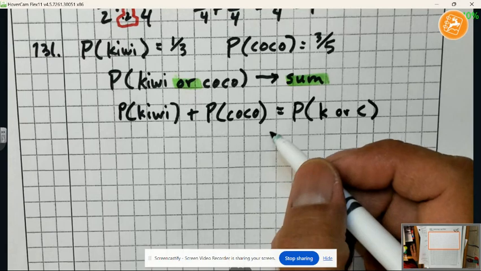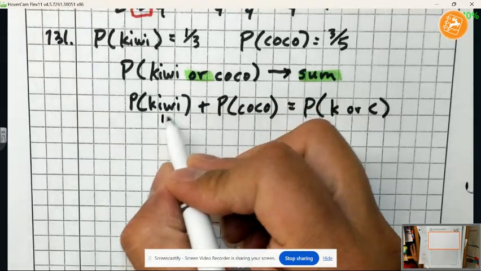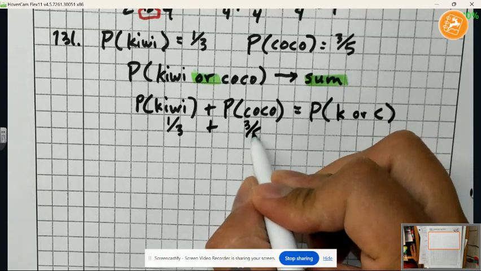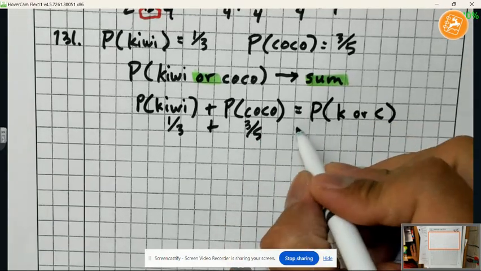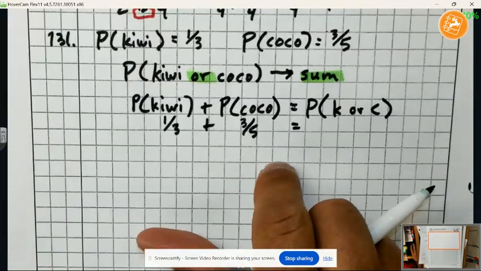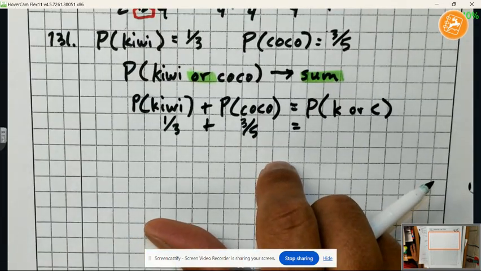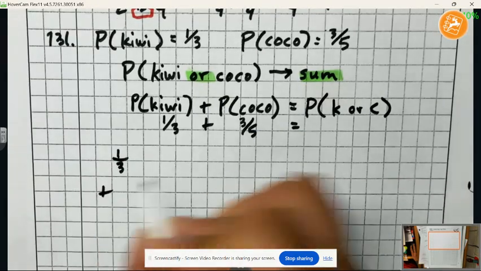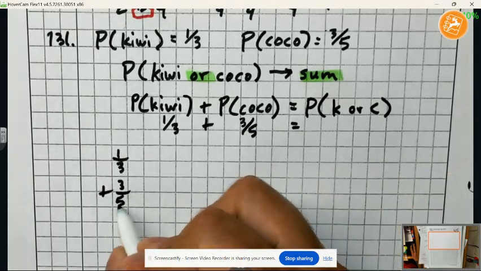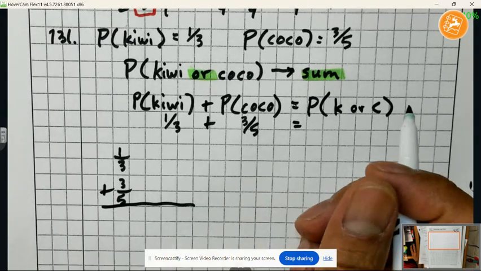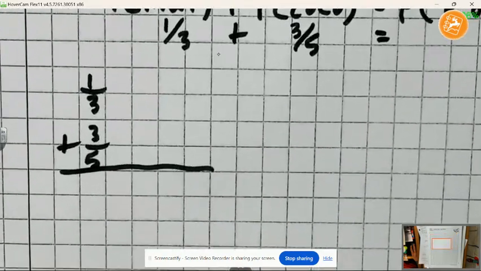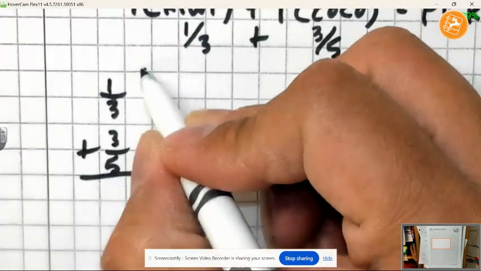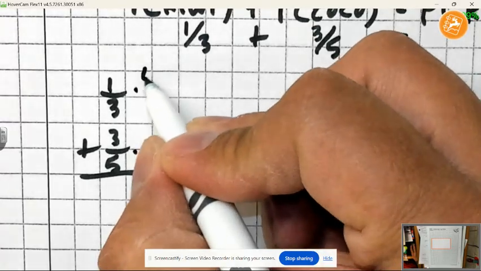So we know first the probability of kiwi is 1/3, and the probability of coconut is 3/5. And so we are now adding fractions, but now we're adding fractions that don't have the same denominator. So let's go ahead and do this. 1/3 plus 3/5, and I find whenever we're using the giant 1, it's easiest to lay them out vertically. So then we can just put our giant 1s here. So we're multiplying by something.